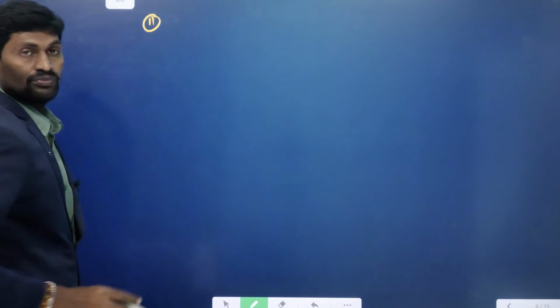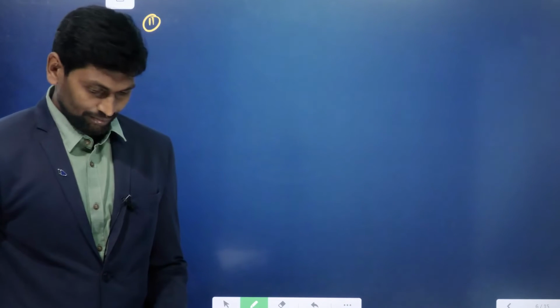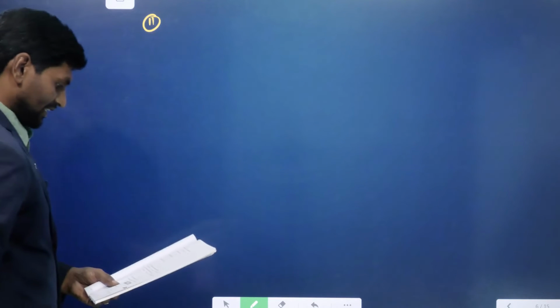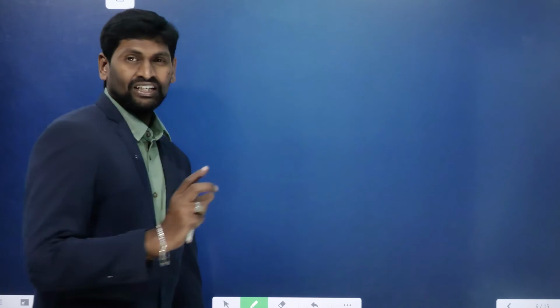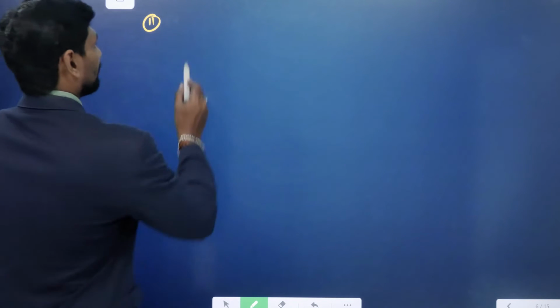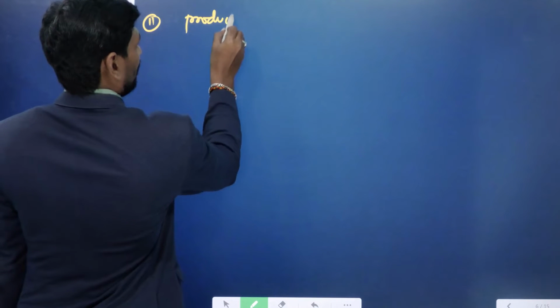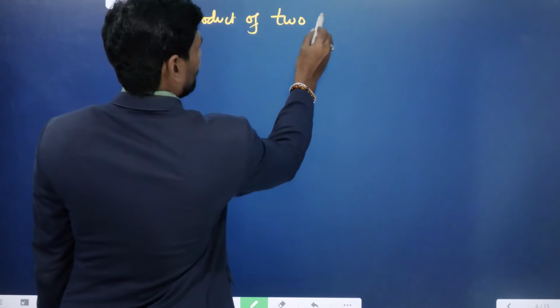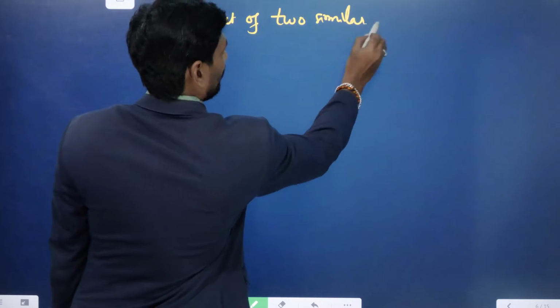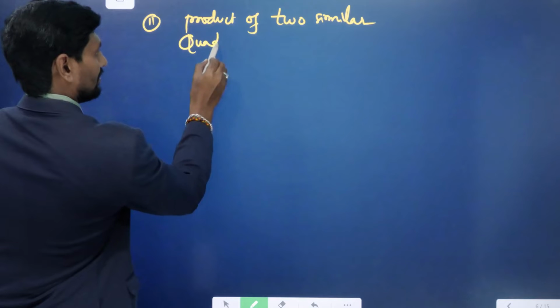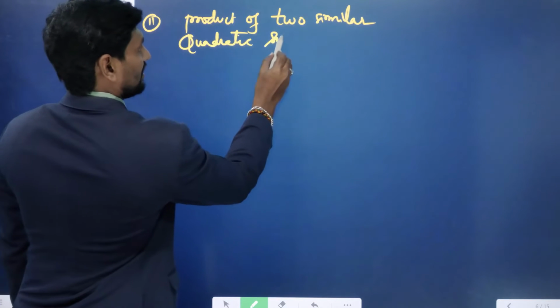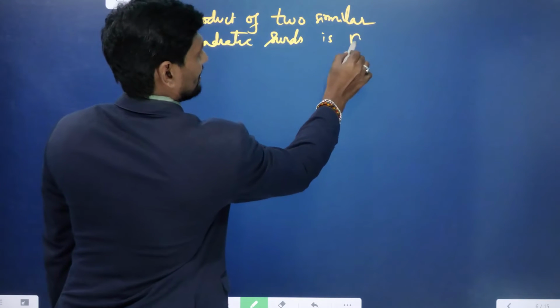Problem number 11. The 11th one: the product of two similar quadratic surds is rational, surd, biquadratic surd, or cubic surd. If you take any two similar quadratic surds, their product is always a rational number. So the product of two similar quadratic surds is rational.